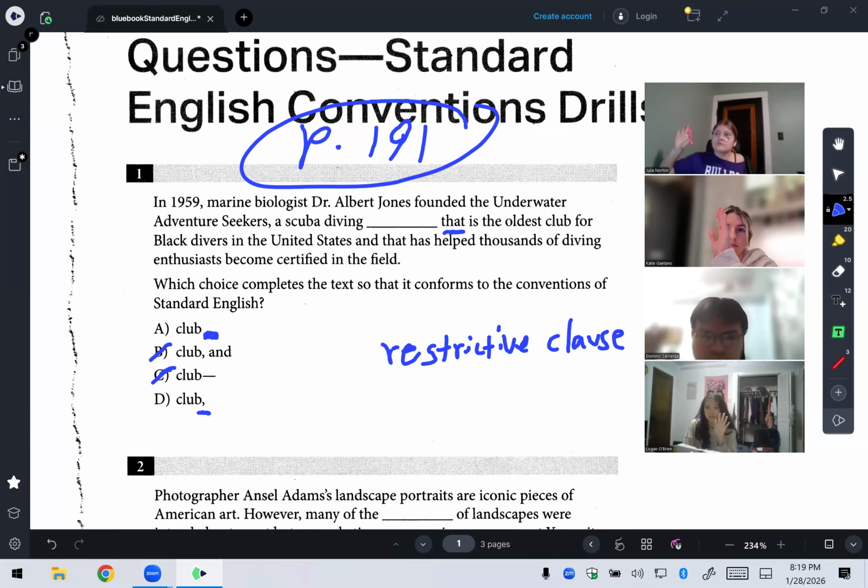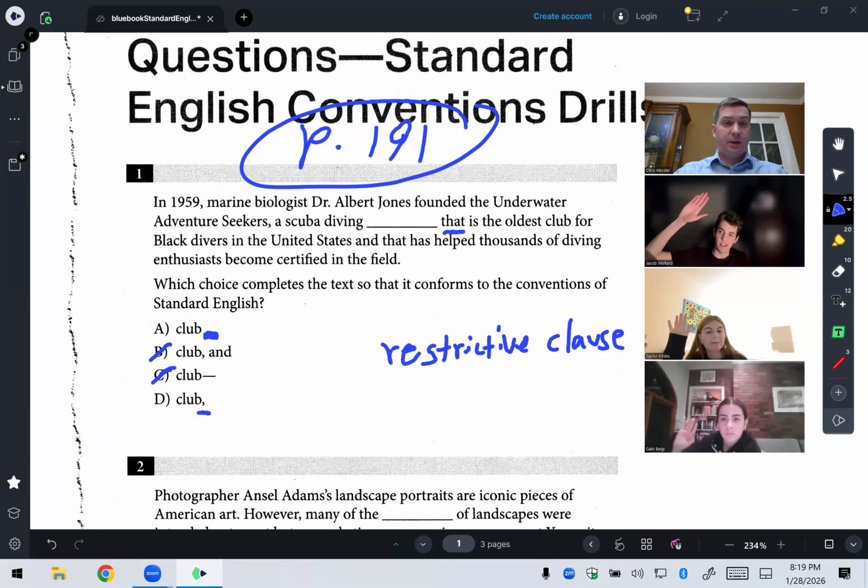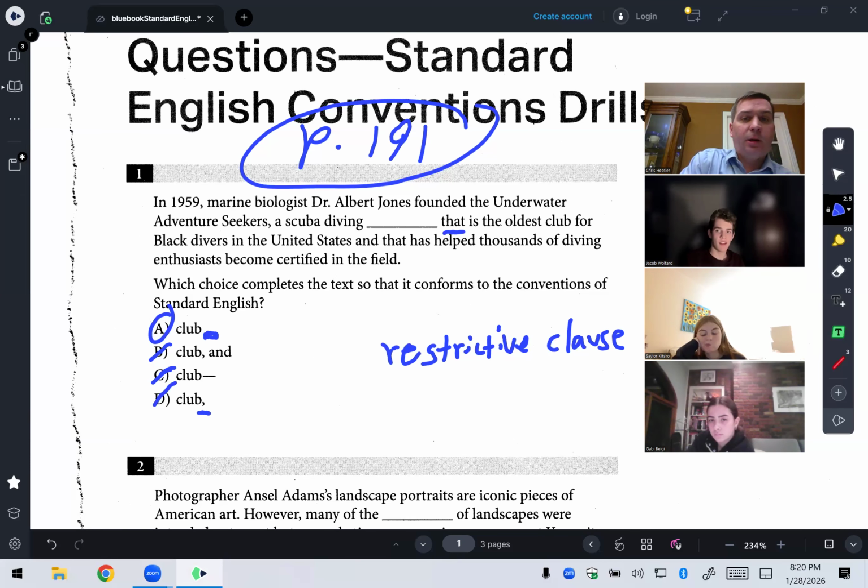I see hands. I see a majority of hands. Yeah, no commas, right. That one was A. And we're going to talk about this in another class, so I'm not even going to worry about it right now.